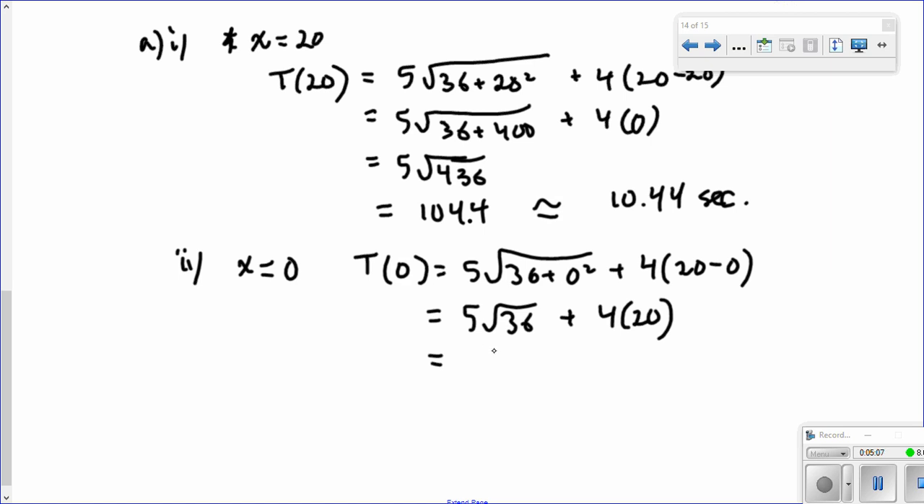5 times 6 is 30, plus 80, 110, or 11 seconds. So it takes the crocodile 11 seconds if it swims directly across and then goes across the bank here. Okay, I'll get on to B in a second. Okay, so we're good with that.